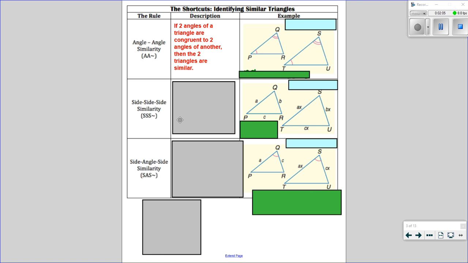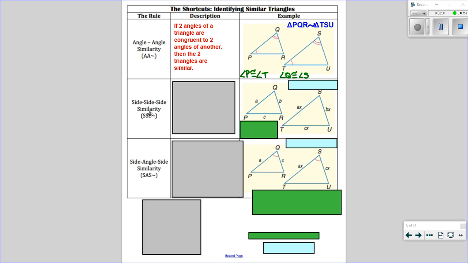It states that if two angles of a triangle are congruent to two angles of another, then the two triangles are similar. So here we have that P and T are congruent, and Q and S are congruent. So then we can prove right away that these two triangles are similar with that little symbol.